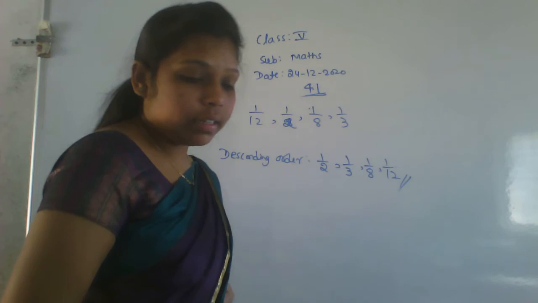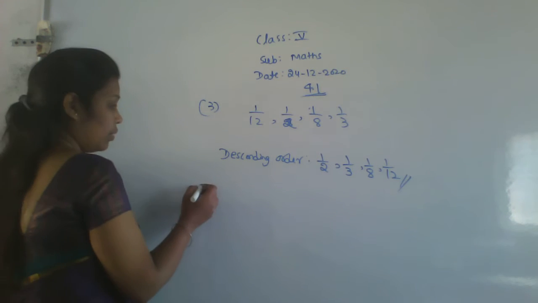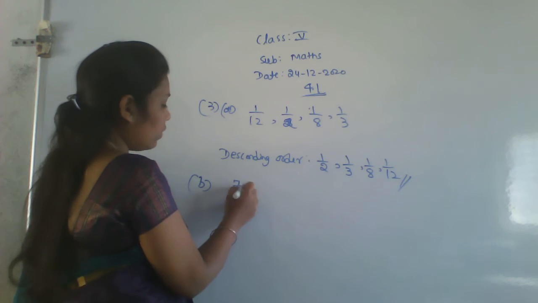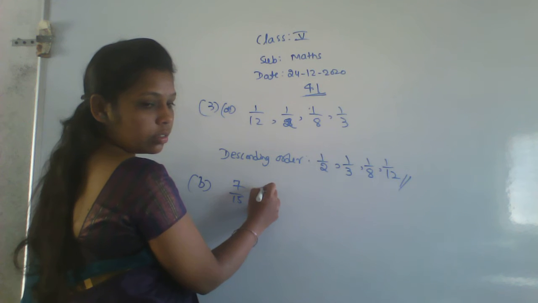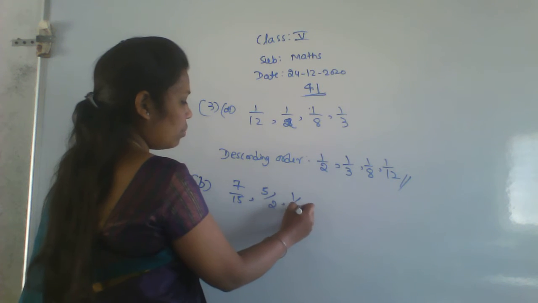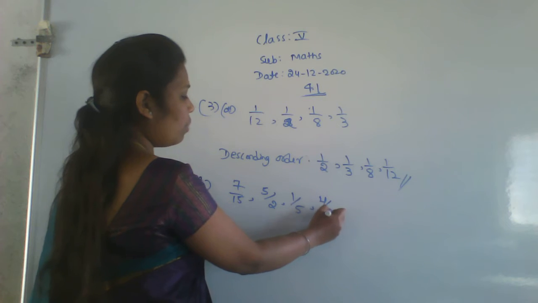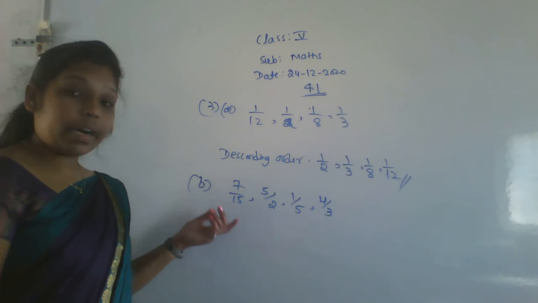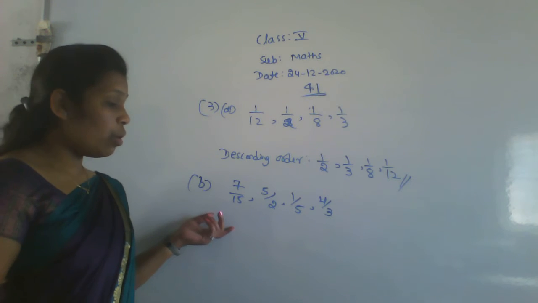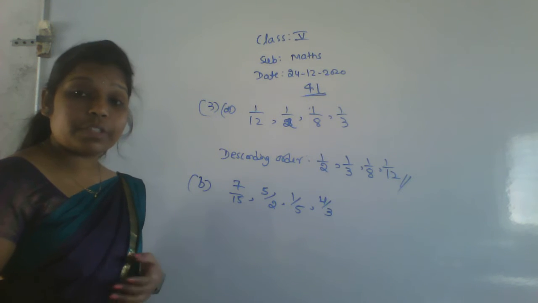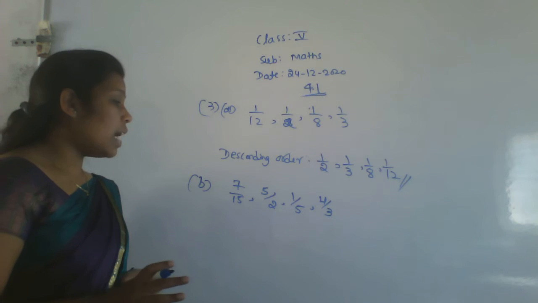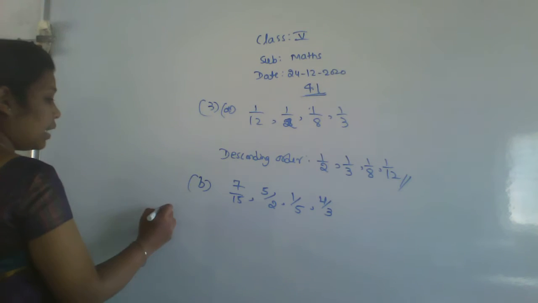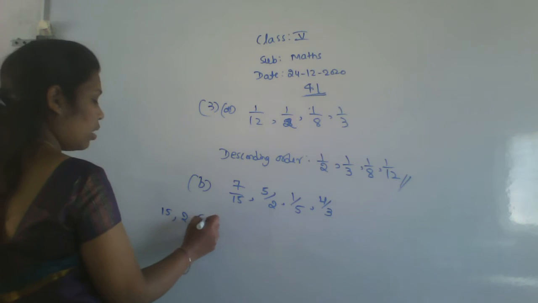Next, I'll do another problem. Second one. Okay, big one. This is the 8th one. 7 by 15, comma 5 by 2, comma 1 by 5, comma 4 by 3. Okay, take the LCM first, because the numerators are not the same and the denominators are also not the same. Then we can't compare which one is greater and which one is smaller. For that reason, make the denominators equal. So for that I am taking the LCM of those numbers, then we can compare.